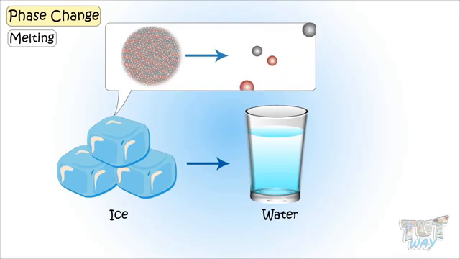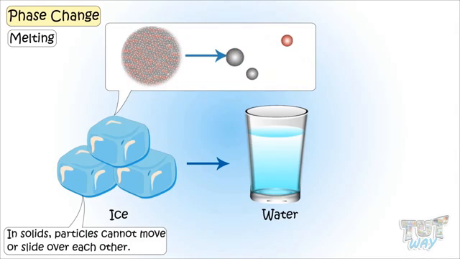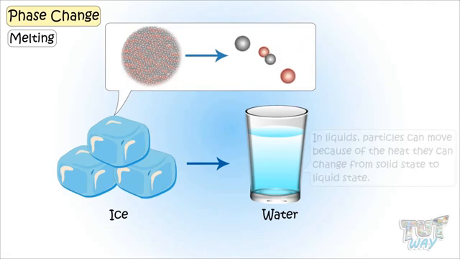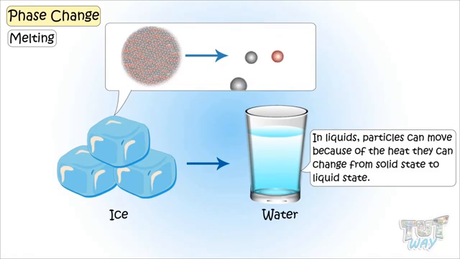As we know, in solids, particles cannot move and slide around each other, but in liquid they can. And because of the heat they get, they start moving. And we say solids changed to liquid.